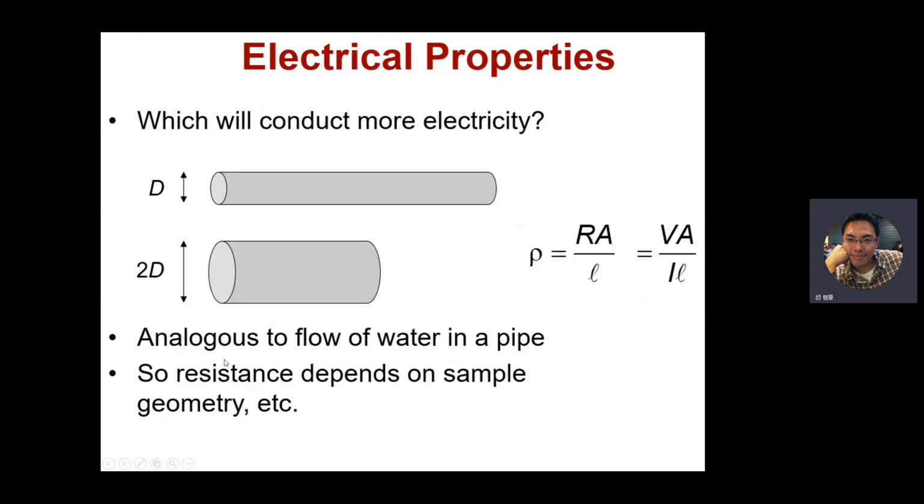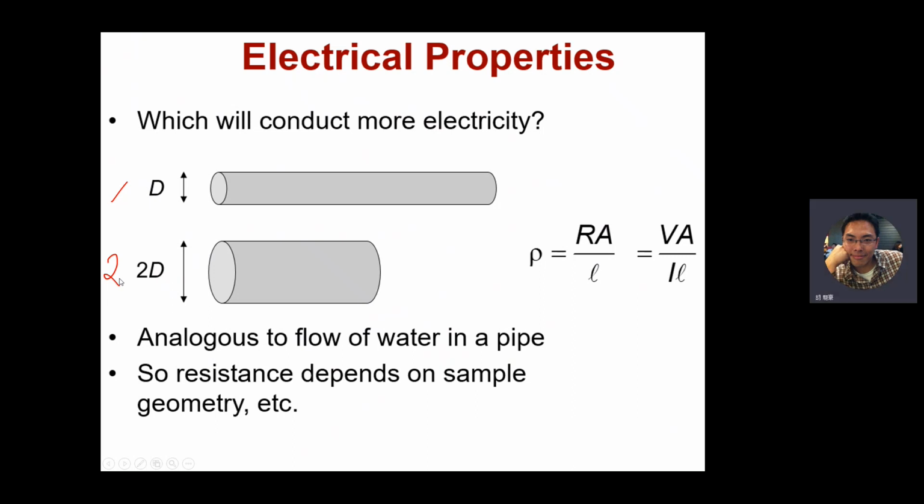So which will conduct more electricity? For example, we have two metal rods, 1 and 2. What's the difference between these two metal rods? Diameters and lengths. That means the geometries are different between these two metal rods.